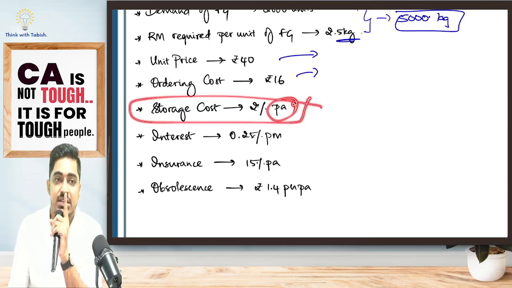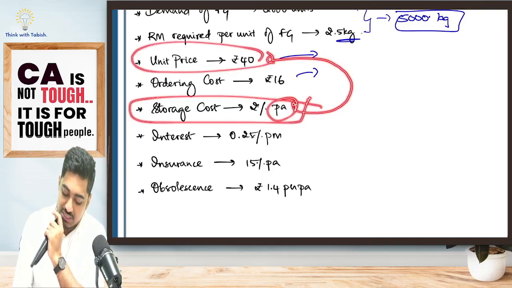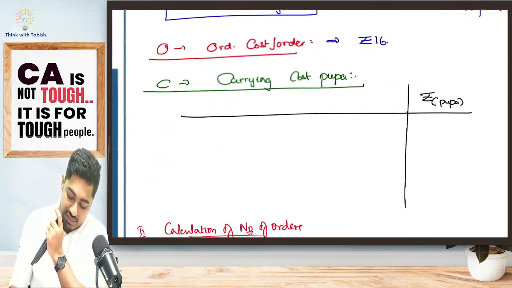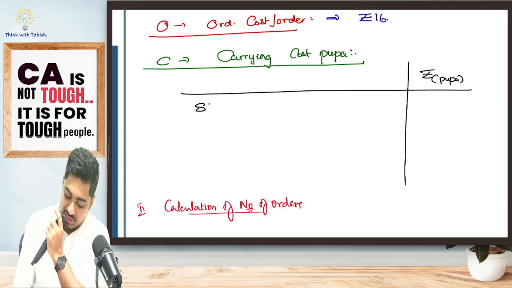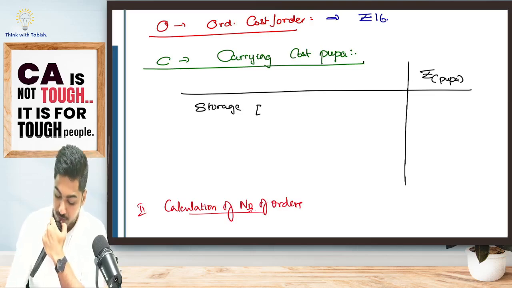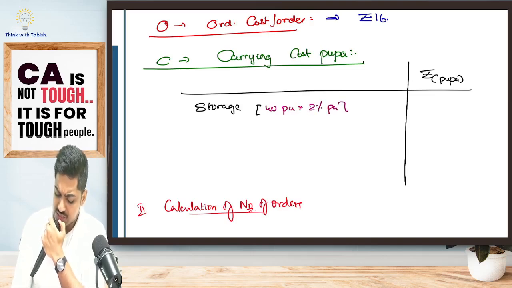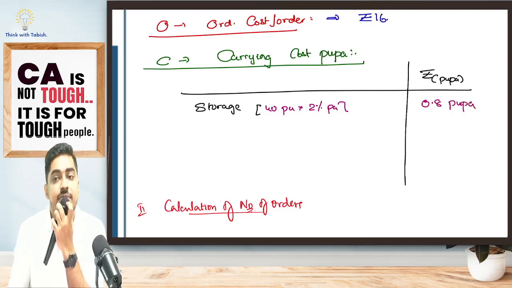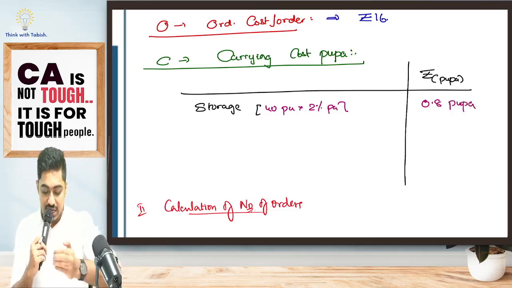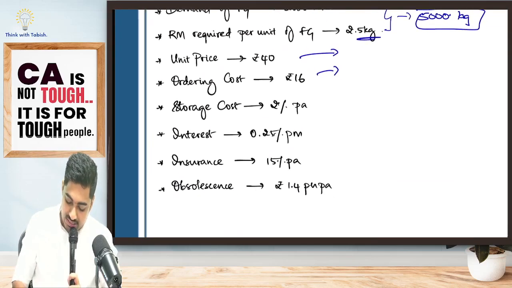Whenever I see percentage, on which price will I apply it? On my purchase price. What is my unit purchase price? 40. So I will tell, okay, boss, storage is going to be 40 per unit into 2 percentage per annum. How much is it going to be? 0.8. Yes or no, everyone? Is this clear? Okay, sir. Next item. What is the next item?